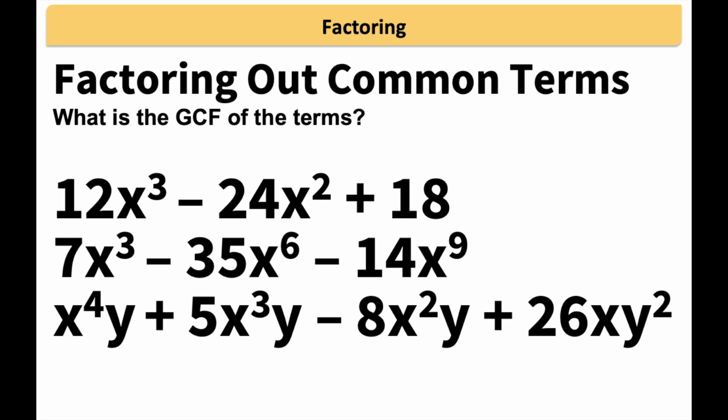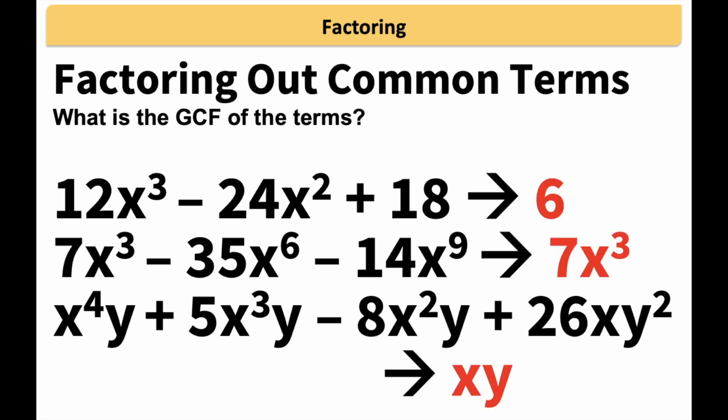Okay, so for the first one, we have 12x cubed minus 24x squared plus 18. Ang 12, 24, and 18 ay may greatest common factor na 6. Okay? Yung variables naman, wala tayong x sa third term or yung 18. So, ibig sabihin, ang ating greatest common factor lang is simply 6. Okay? Pagdating sa number 2, we have 7x cubed minus 35x raised to 6 minus 14x raised to 9. At ang greatest common factor nila would be 7x cubed.